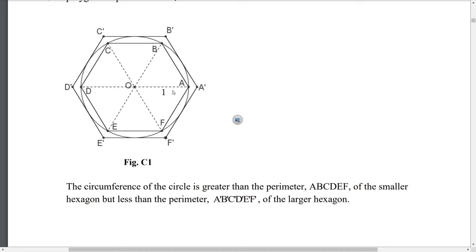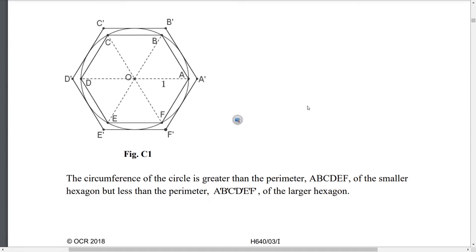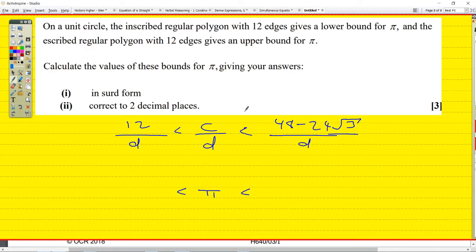The diameter... Oh, because the larger hexagon is meant to be the lower bound and the smaller hexagon is meant to be the upper bound. Is that right? Pretty sure. Okay. So 6 is actually the upper bound and not the lower bound. So we flip these two. I can just flip those. So this one is 6.